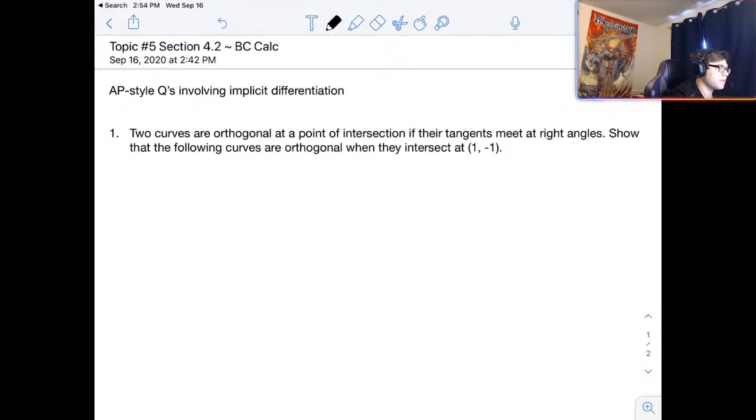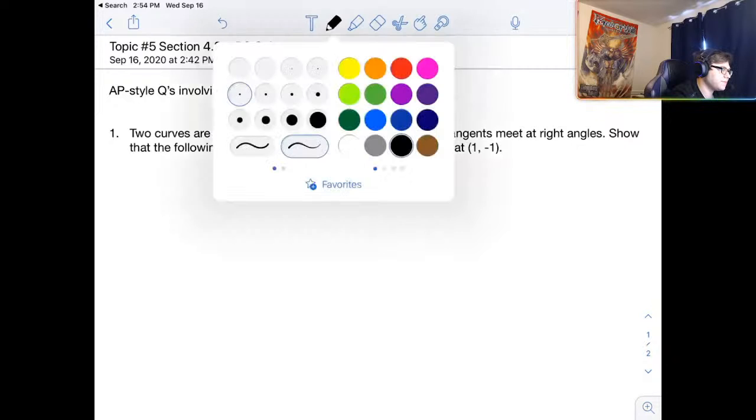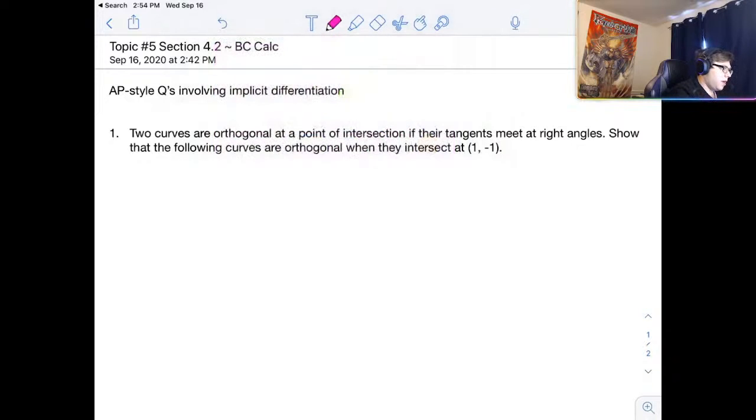Show that the following curves are orthogonal when they intersect at 1, -1. So the first thing I want to point out is they've kind of given us a new vocabulary word here, you guys: orthogonal. Not that things meeting at right angles needed another vocabulary word, because of course they use the word perpendicular for that. Or normal.